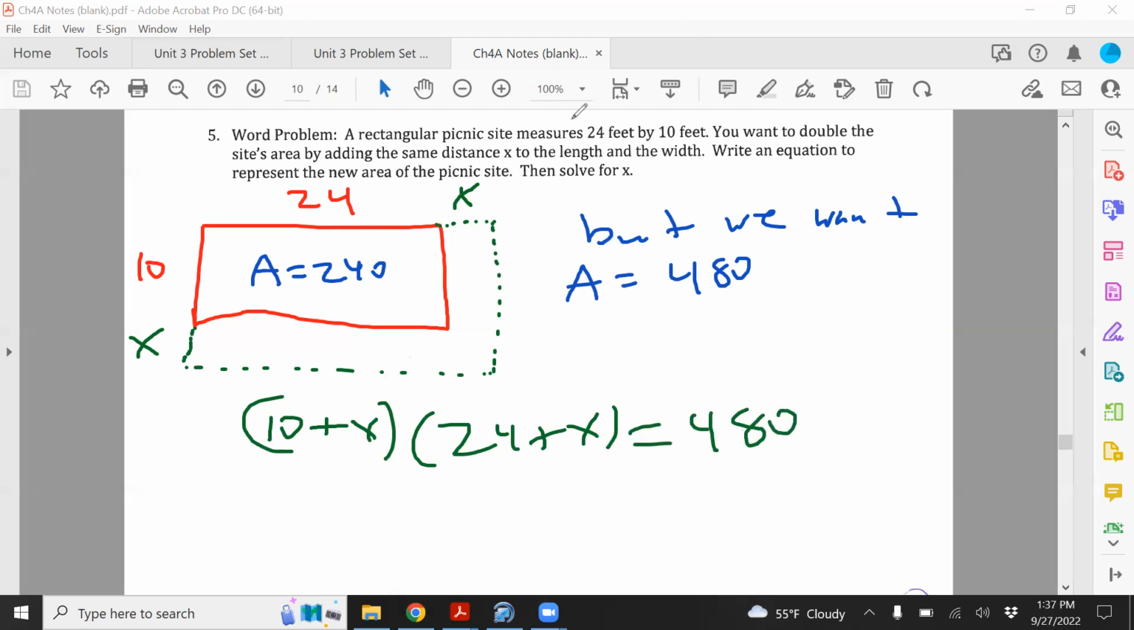Yes, because this is the new area, just to annotate. This is the new width, and that's the new length. Right?